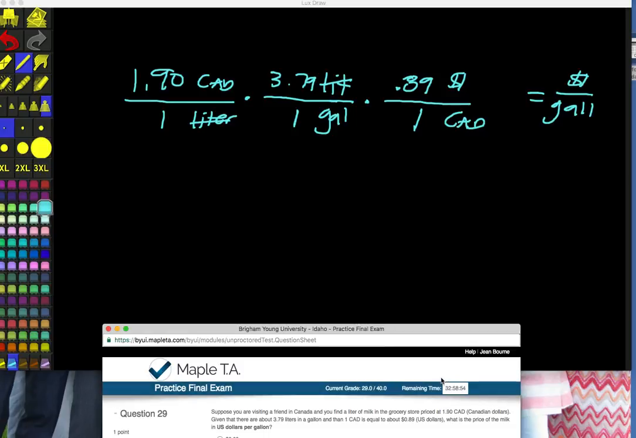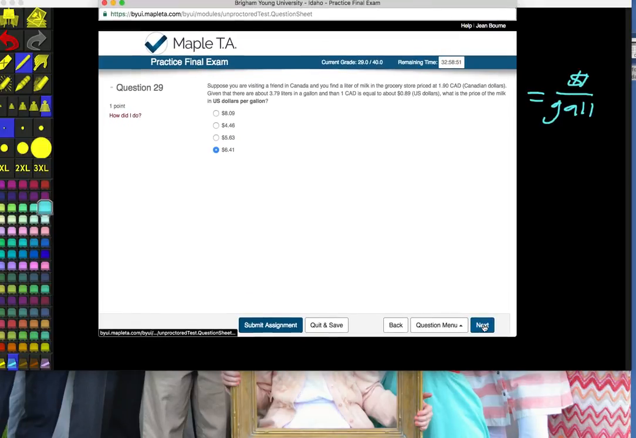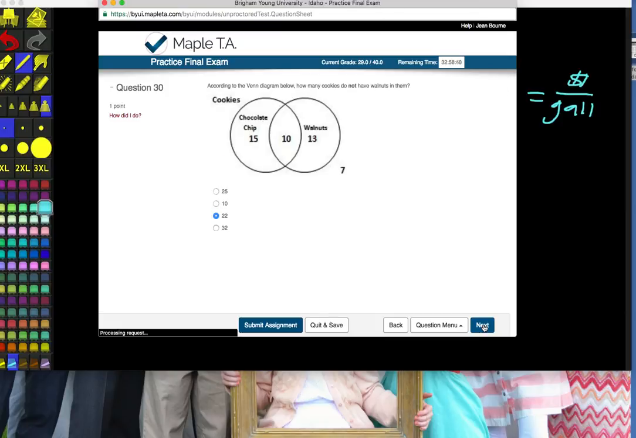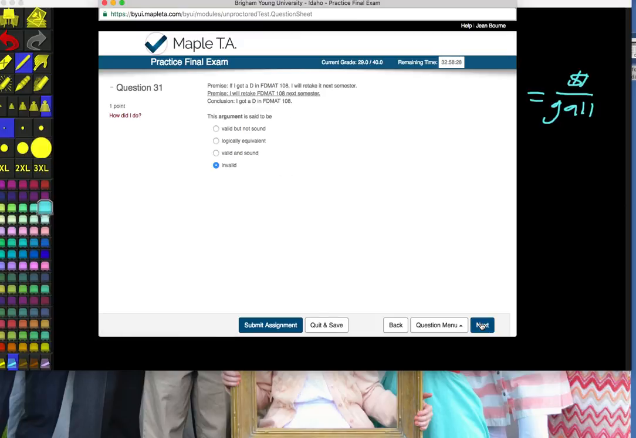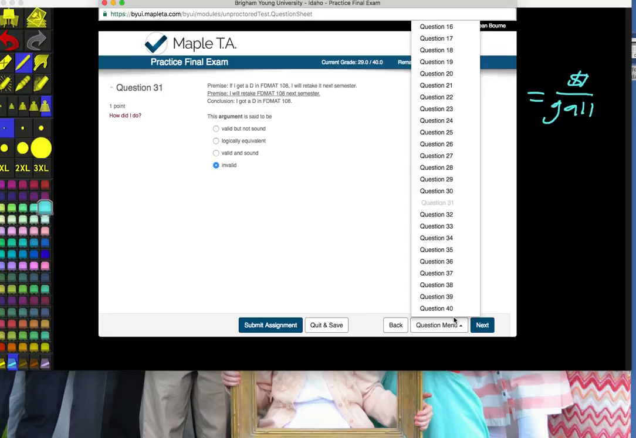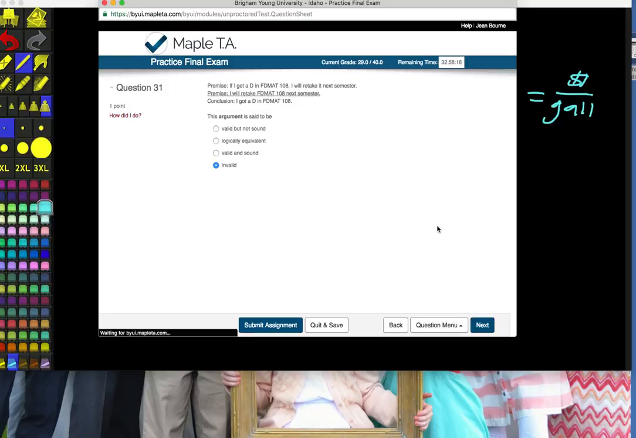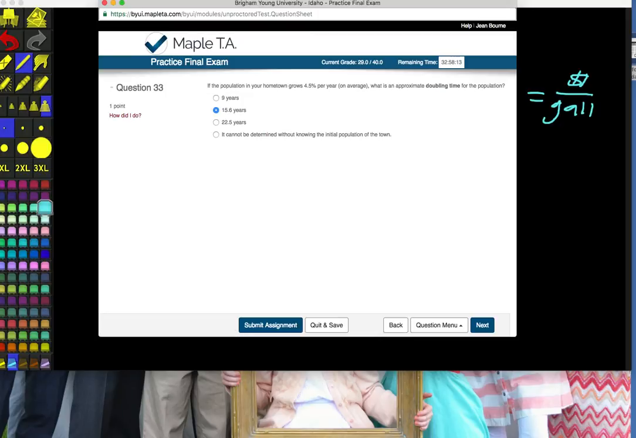The next one is a Venn diagram. A little reminder on this one. I'm almost done. Ish. It asks how many cookies do not have walnuts. My initial thing was to look at here and go 15, except that you have these 7 cookies over here. So watch out for those that have neither chocolate chips nor walnuts, right? I'm also not going to calculate this one out, but just remember that.